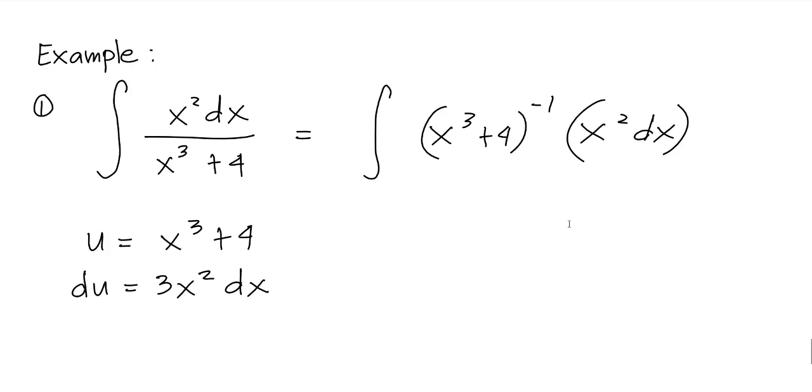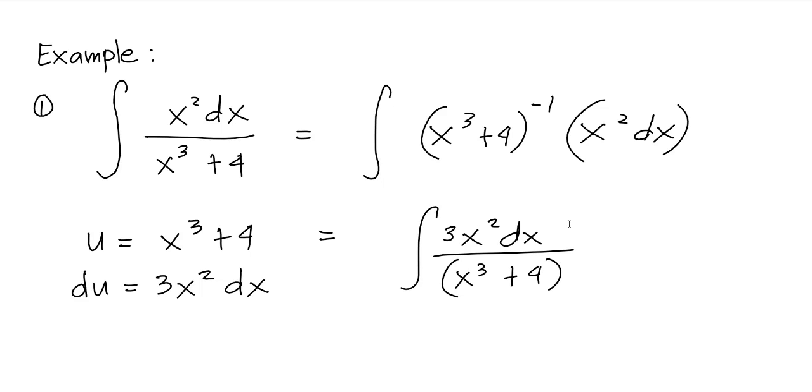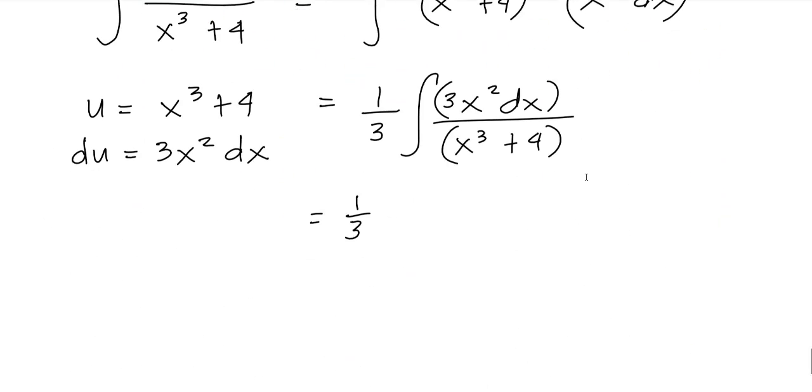But then let us first introduce the constant 3 for us to apply the formula. The integral of du is x squared, 3x squared dx over x cubed plus 4, and the balancing factor would be 1/3, because you added a factor of 3 on this part of your equation. So this would be 1/3 of the formula that we have. This is du over u. The formula is ln of u plus c.